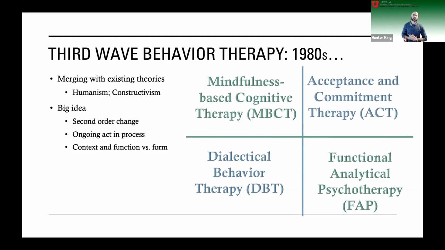So the big idea now here is second order change. We're looking at the way certain behaviors or thoughts may work well for somebody versus another person. We're very non-judgmental. We don't see them necessarily as problematic. We see them as workable in some situations and less workable in other situations. It's how we behave. It's an ongoing act and process. We have to consider context, not just what something looks like or how often it occurs.